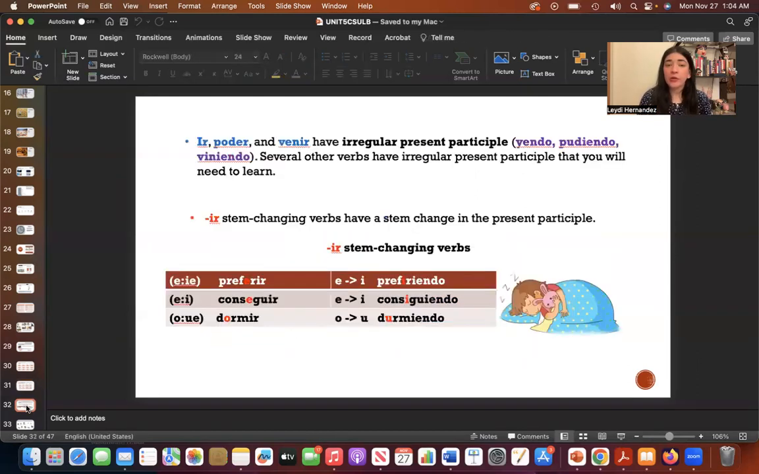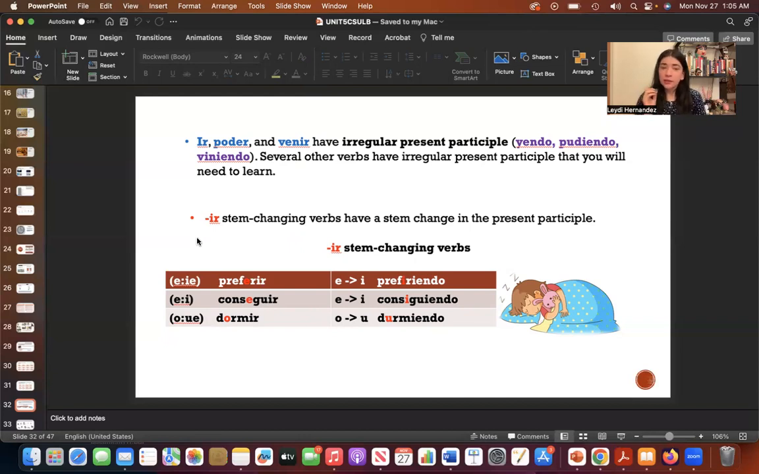Now, some of the irregulars are ir, which is to go, poder, to be able to, and venir, to come. The irregular conjugations are yendo for ir. For example, estoy yendo a la escuela. I'm going to school. Okay, yendo. Poder, it's pudiendo. And venir, it's viniendo. Estoy viniendo del trabajo.